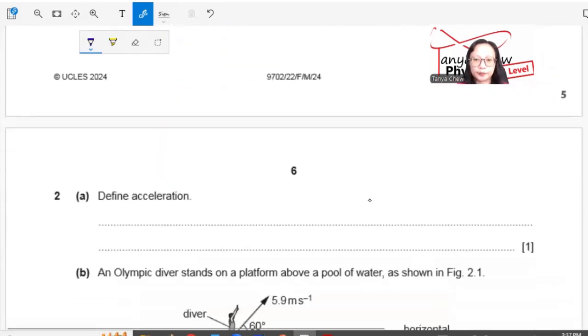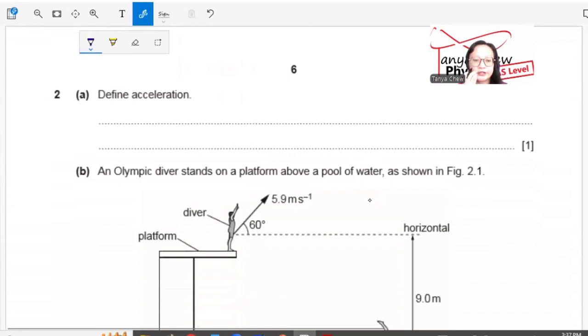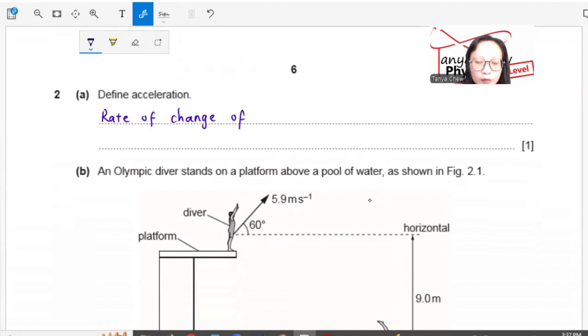The next one, question number 2, define acceleration. So acceleration is defined as the rate of change of velocity. If you don't like my definition, it doesn't matter. You can just put final velocity minus initial velocity per time taken, which could be accepted as well.